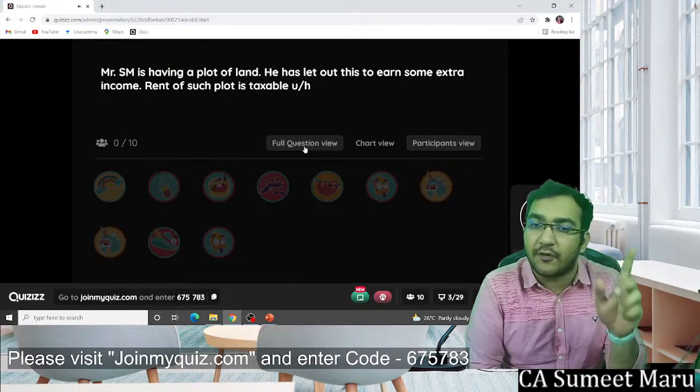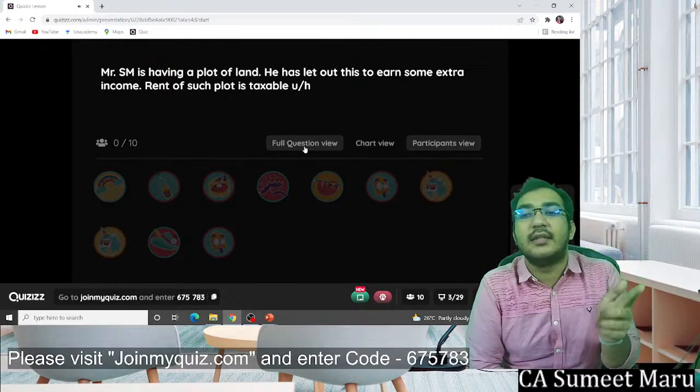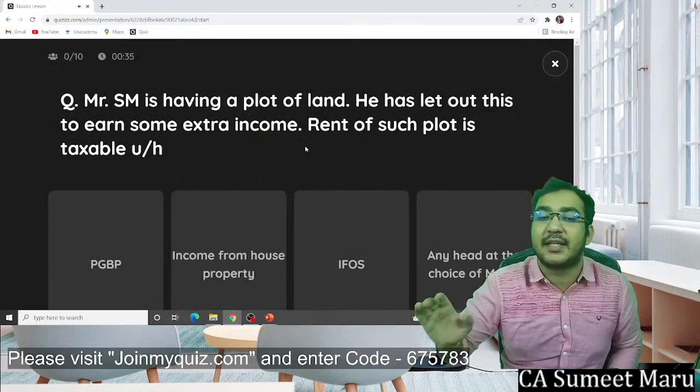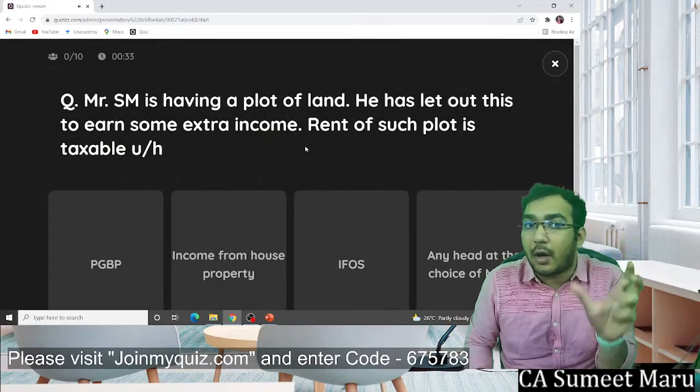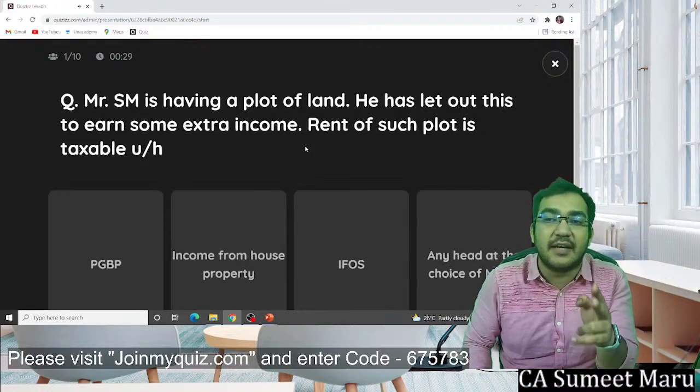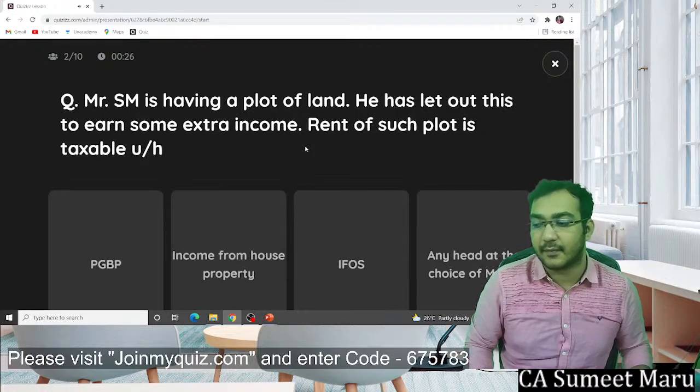Mr. SM is having a plot of land. He has let this out to earn some extra income. Rent from the plot of land is taxable under which head? Only the plot of land has been given as rent. Please be very clear and clever when you are answering this.